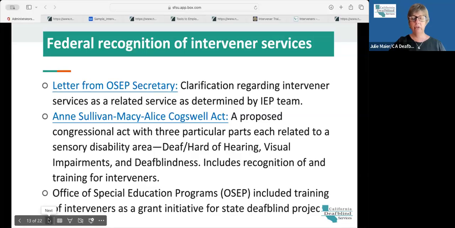And then finally, I'll just note that the Office of Special Education Programs, from the U.S. Department of Education, has included training of interveners as one of their grant initiatives for several cycles now. So they expect state deaf-blind projects to be promoting this role and helping to train individuals to serve in this role so that there are enough trained interveners.